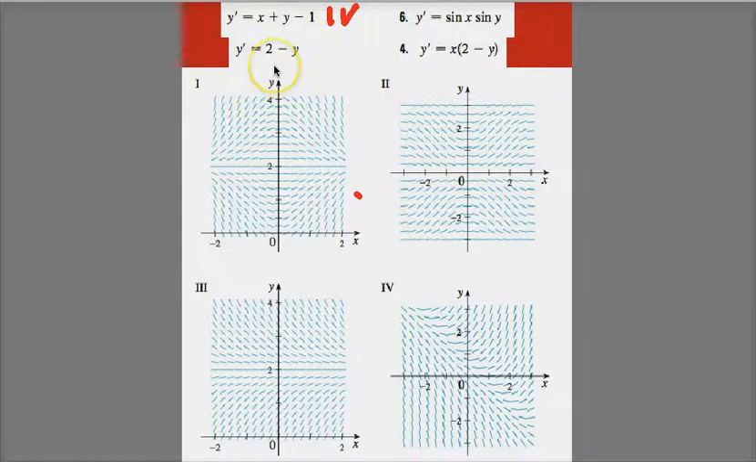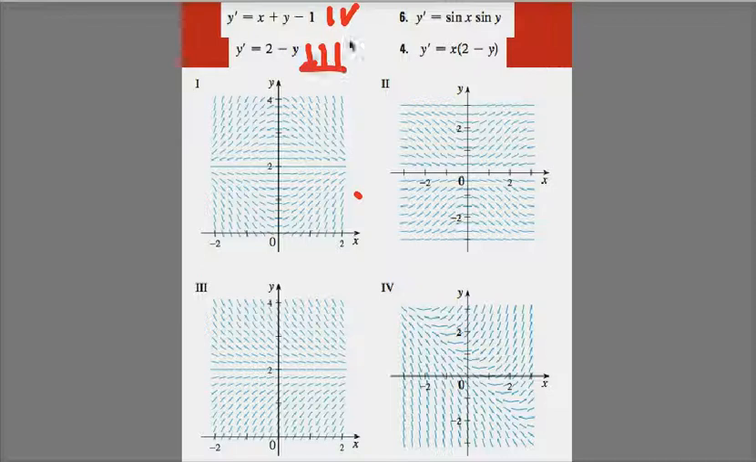Alright, so let's move on to this one. y prime equals 2 minus y. So this slope field only changes with respect to the y value. That means the slope should be the same for every value of x given a certain value of y. So when y is 3, and x is 1, 2, 3, and 4, the slopes should all be the same. Not the case here, not the case here. We've already taken care of this one, but that is the case for number 3.